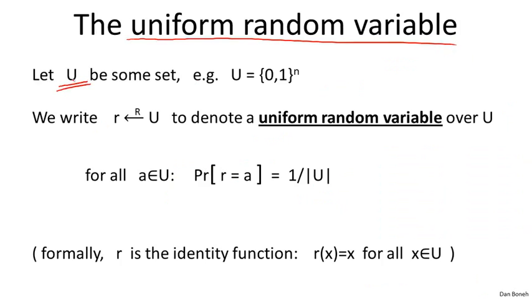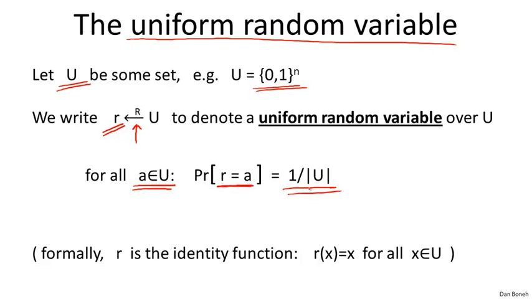So let's say that U is some finite set, for example, the set of all n-bit binary strings, and we're going to denote a random variable R that samples uniformly from the set U by this little funny arrow with a little R on top of it. This again denotes that the random variable R is literally a uniform random variable sampled over the set U. So in symbols, what this means is that for all elements A in the universe, the probability that R is equal to A is simply 1 over |U|.